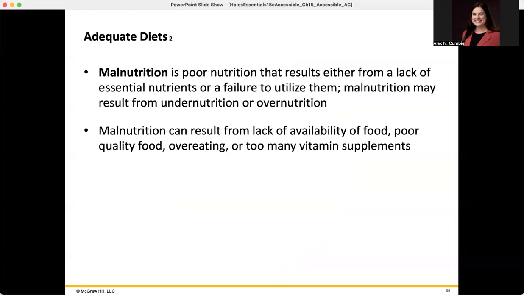There are a few things that can happen if you do not have a proper diet. And the main term we would use is malnutrition. This is poor nutrition that results either from a lack of essential nutrients, right? You're not getting in enough of those nutrients, especially essential nutrients like amino acids from proteins, or a failure to utilize them because you have some sort of issue. Malnutrition can result from undernutrition or overnutrition. And that is it.